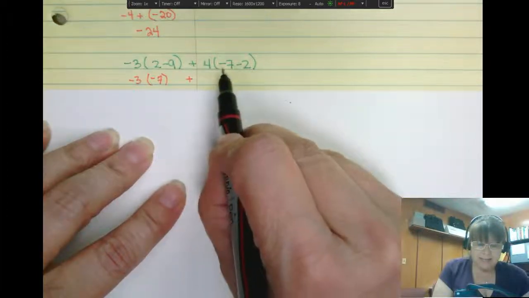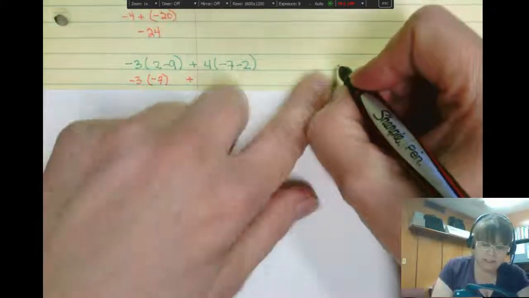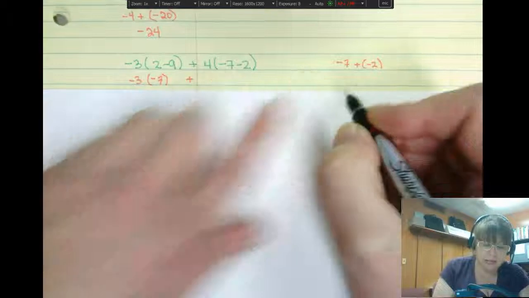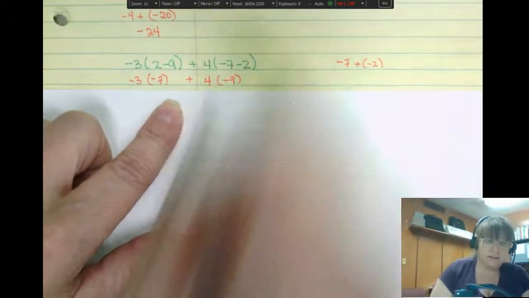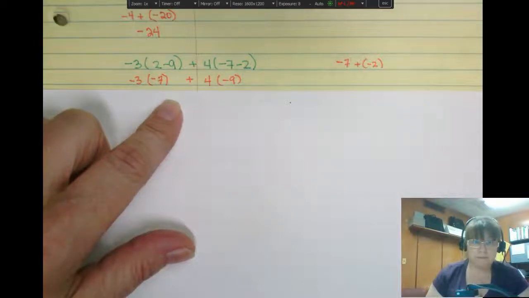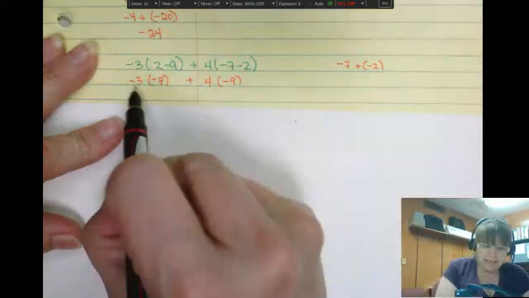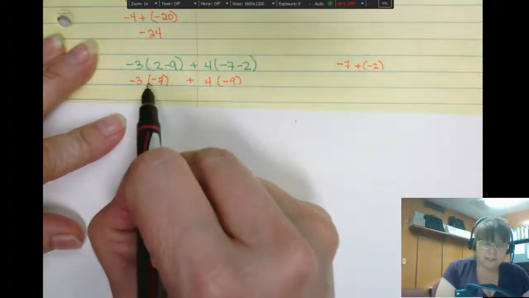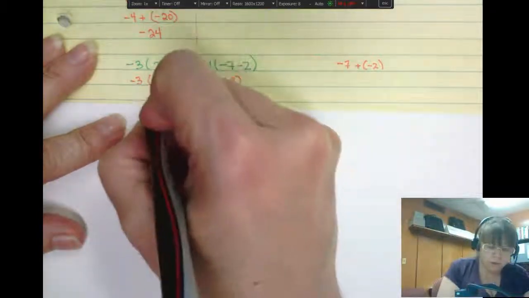Parentheses is negative 7 minus 2, or we can think of it as negative 7 plus negative 2. They're the same sign, so our answer is negative 9. Got to remember to multiply it by 4. Now we have multiplication. Negative 3 times a negative 7, an even number of negatives, so our result is going to be positive. 3 times 7 is 21.